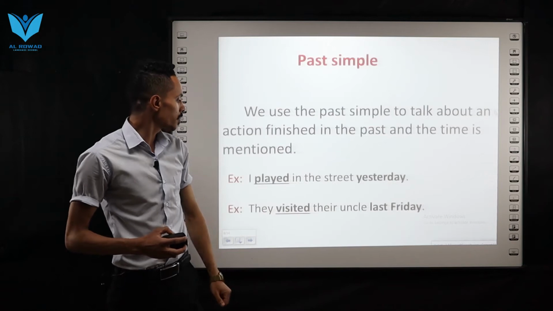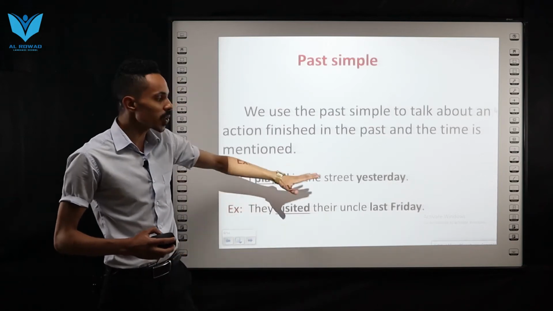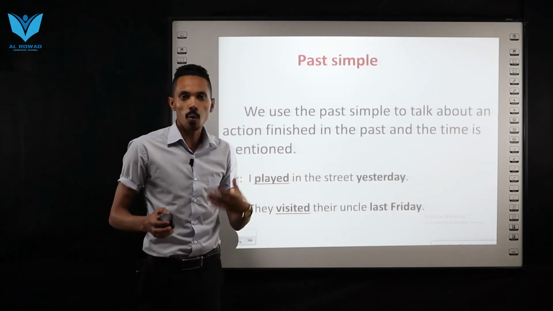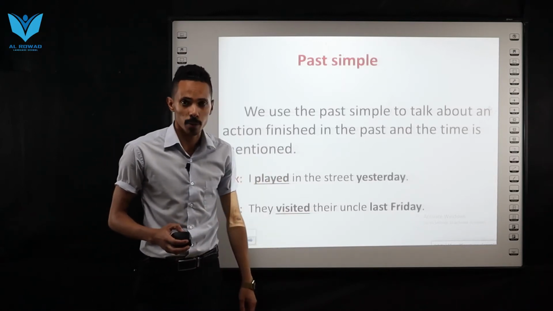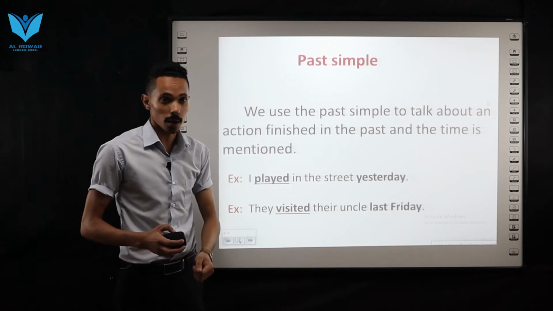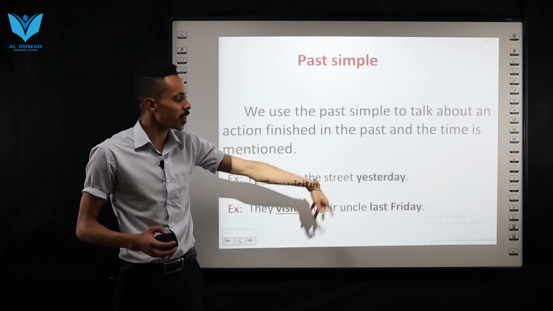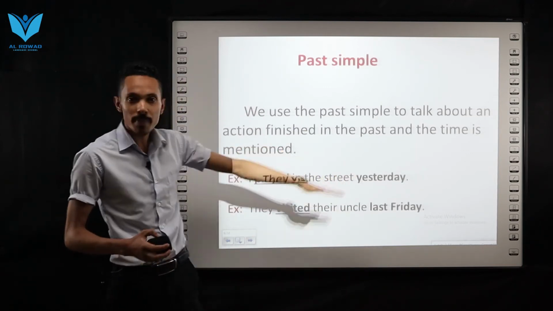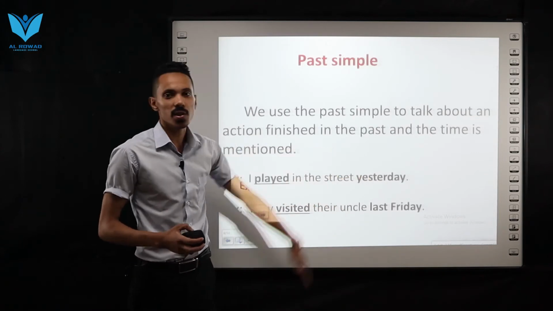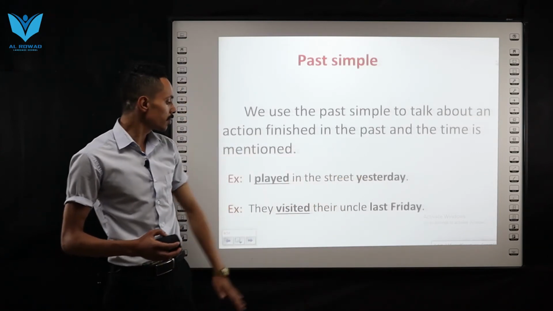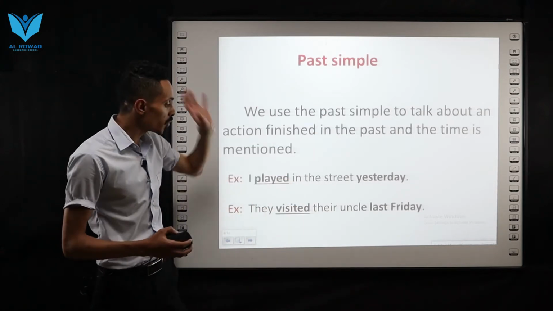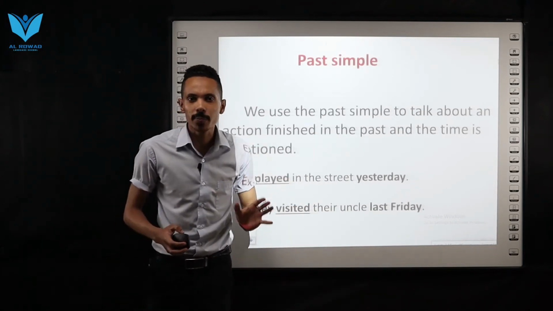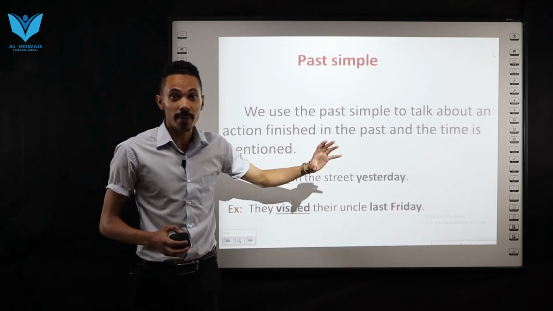For example here, I played in the street yesterday. Here, what is the verb of the sentence? Played is a main verb, past simple. And the time is mentioned here. Can you see the time? Yes, so it's mentioned in the sentence. So it's yesterday. For the second example, they visited their uncle last Friday. Also, visited is a main verb past simple. And the time is mentioned here.